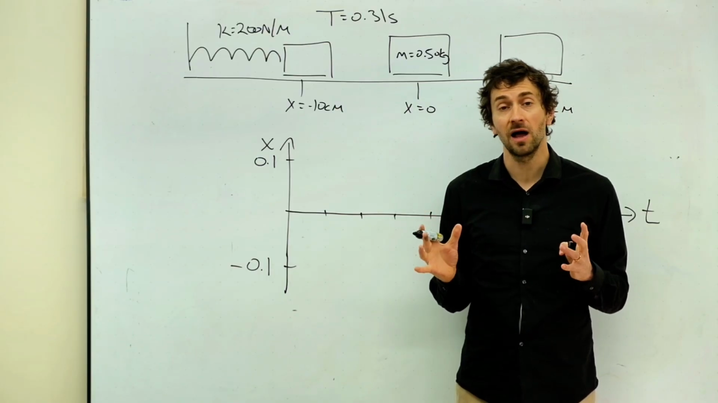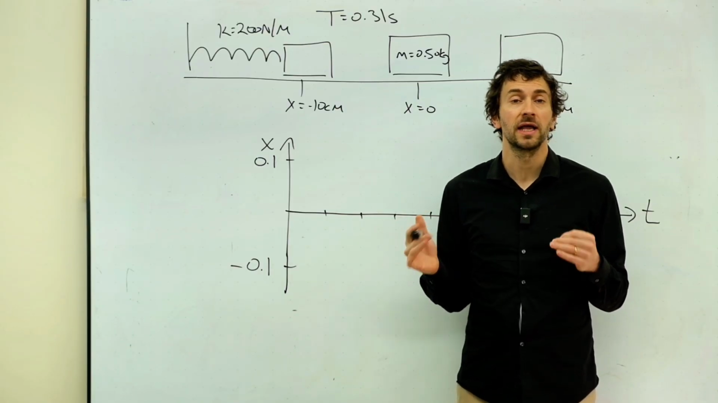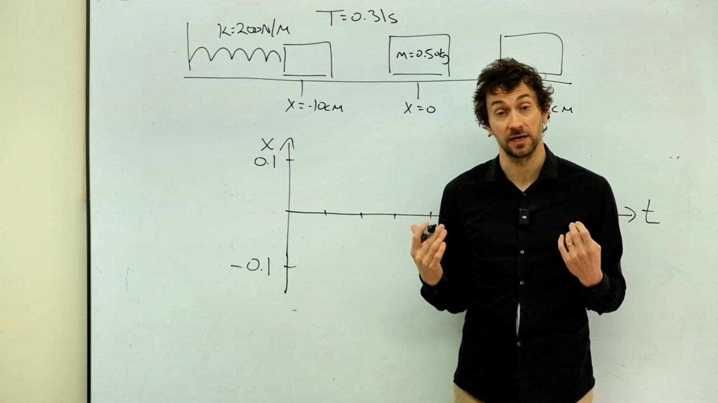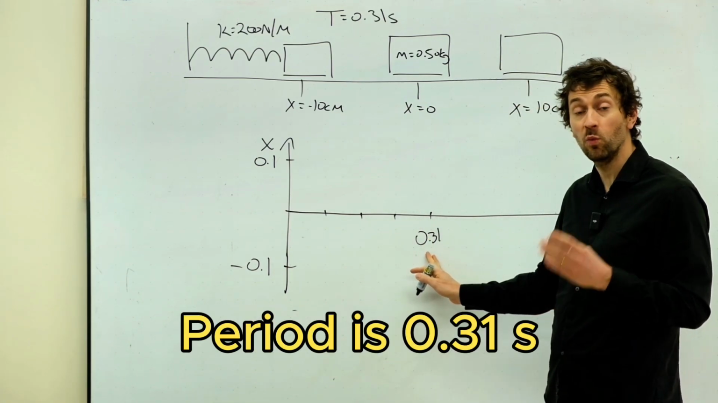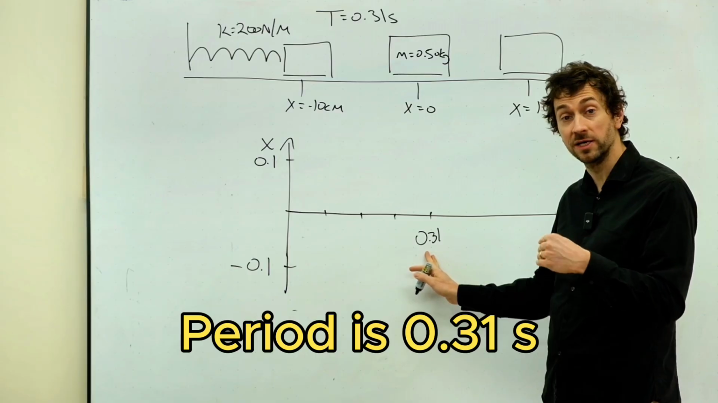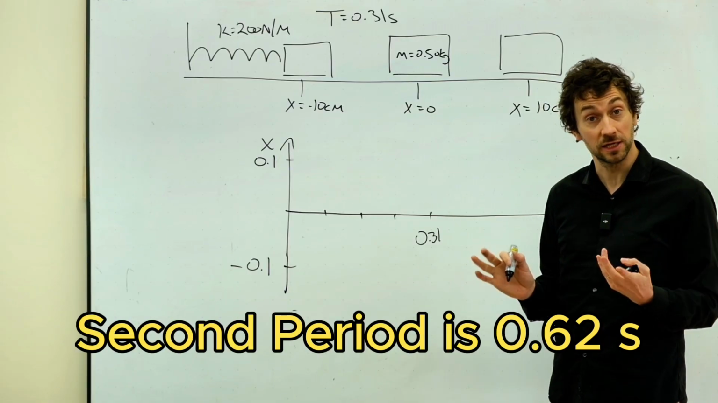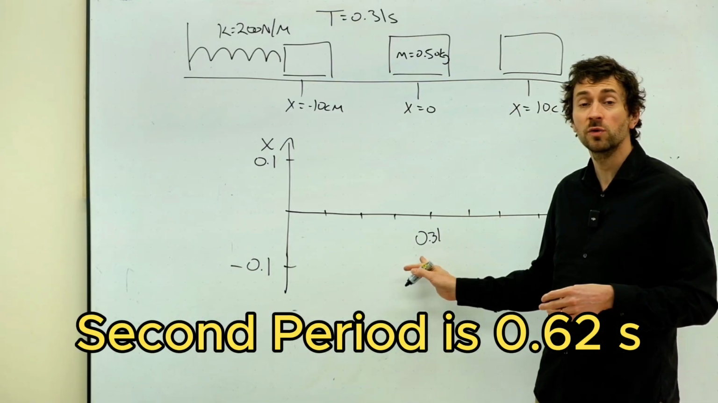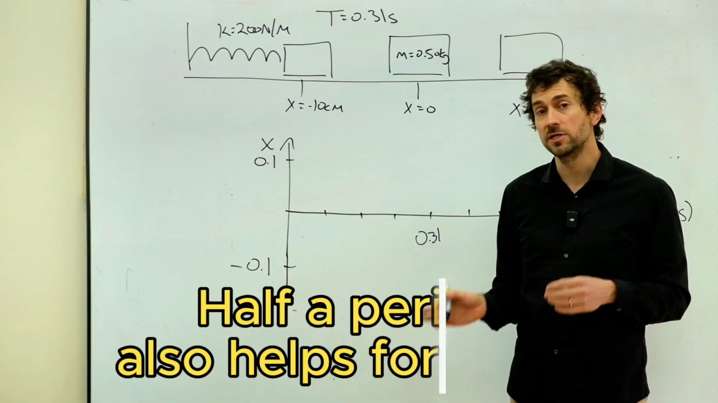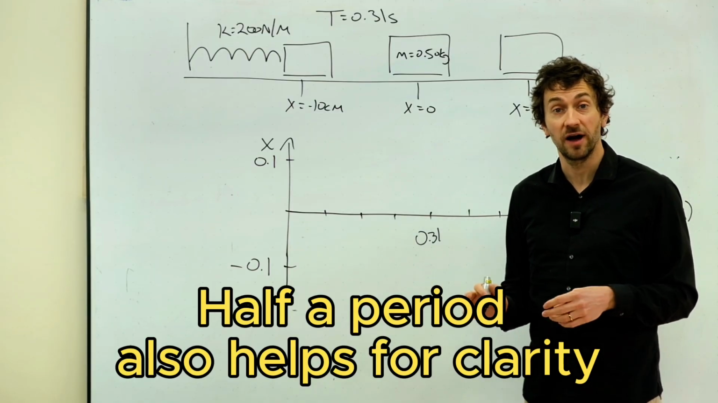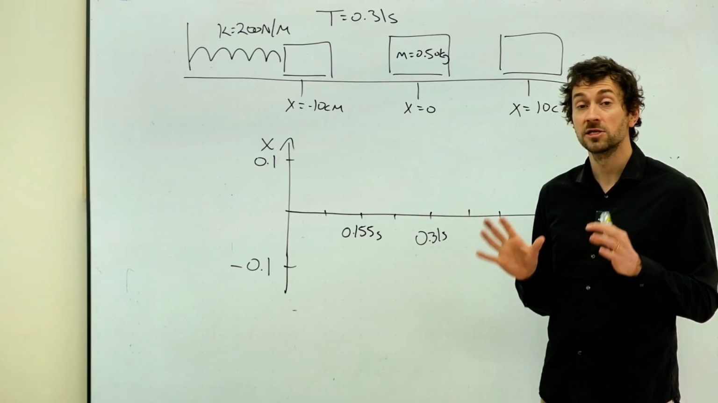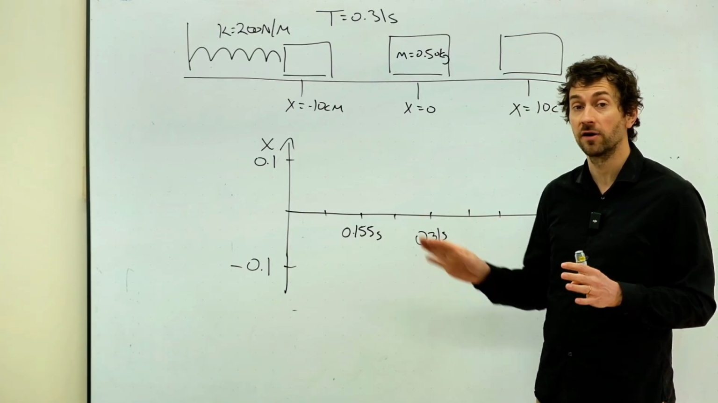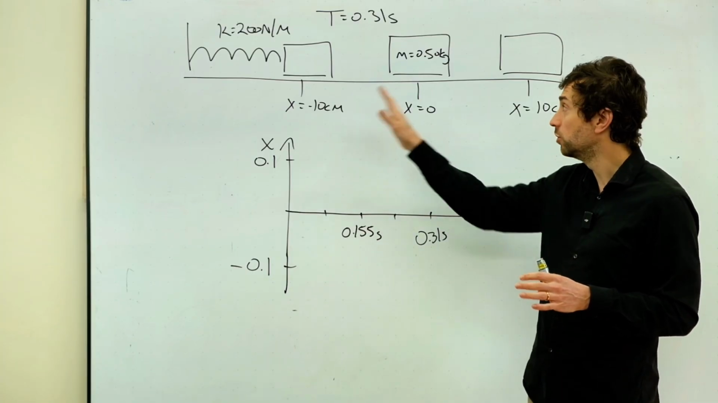And now when I think about time, one full period is 0.31 seconds. So I'm going to write that in the middle. This is going to get me one period, and I'll do another one to get two periods, so 0.62 seconds. I just want to divide this in half. That's going to be 0.155 seconds.